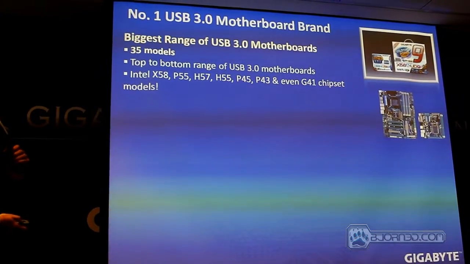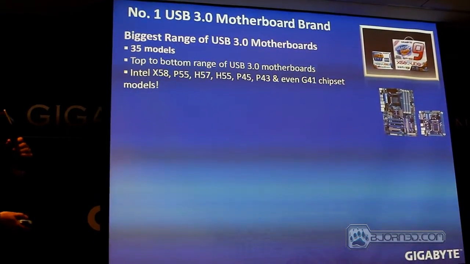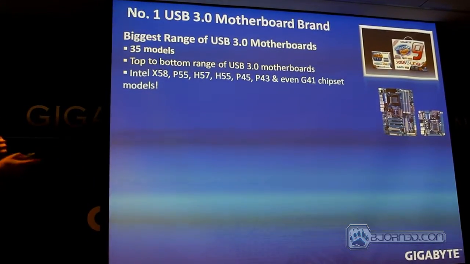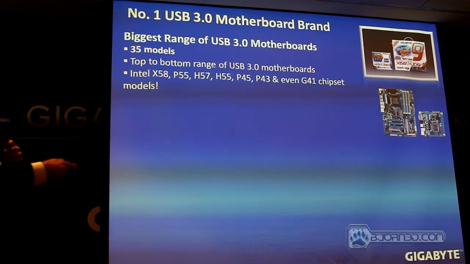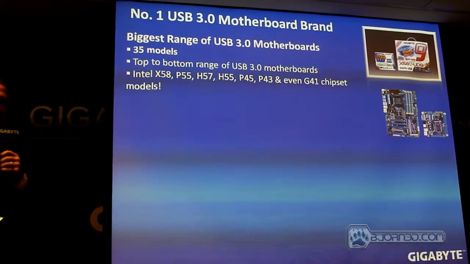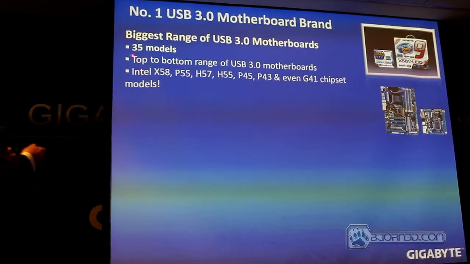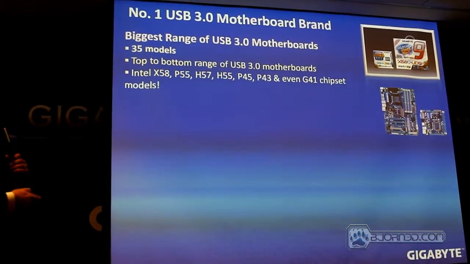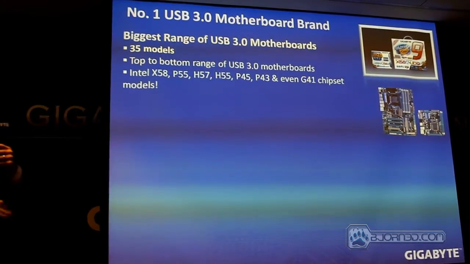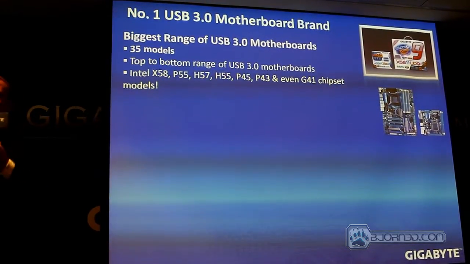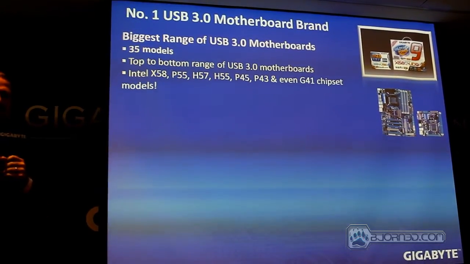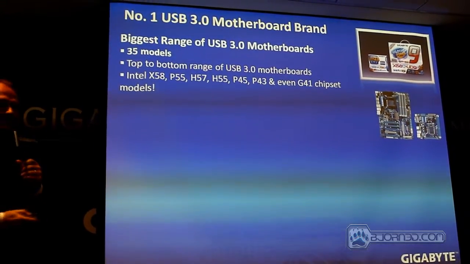Gigabyte also has the biggest range of USB 3 motherboards. Here pictured is the UD9, the X58 UD9, which is the biggest USB 3 motherboard in the world. And next to it we have the H55N USB 3, which is the smallest USB 3 motherboard in the world. Right? At the moment we have 35 models, and they go from the very high-end X58 right down to G41. Yeah, we have a G41 USB 3 motherboard. Every market segment there's an option to have a USB 3 motherboard.